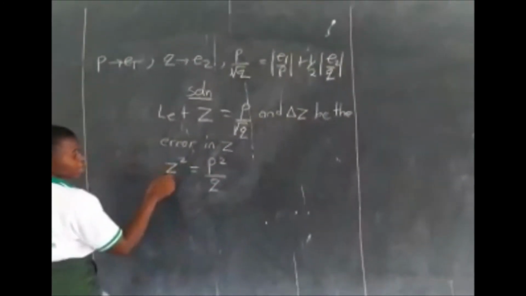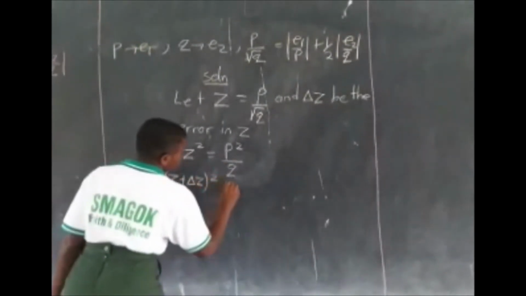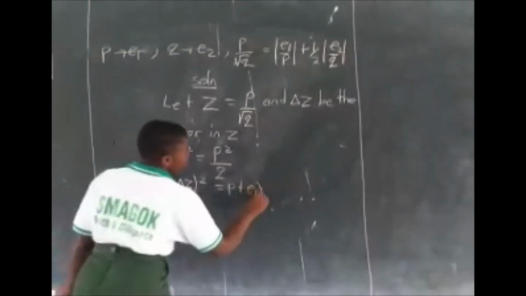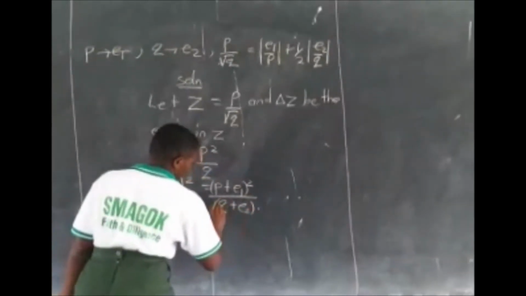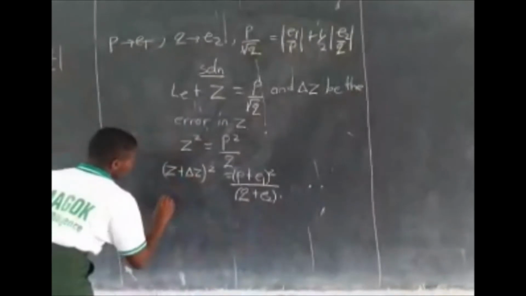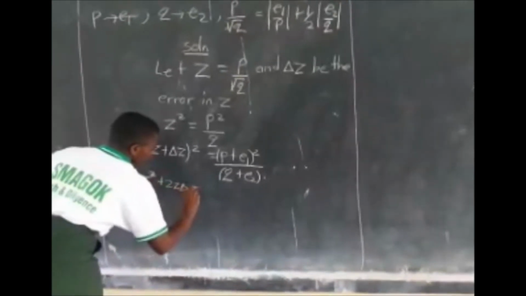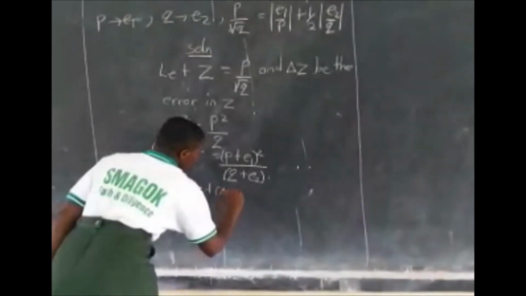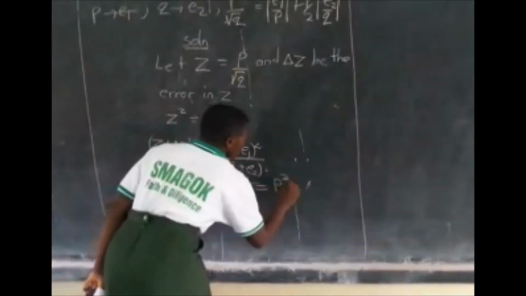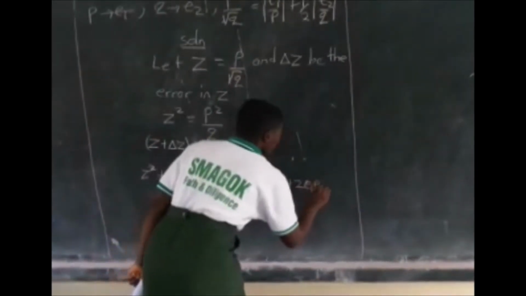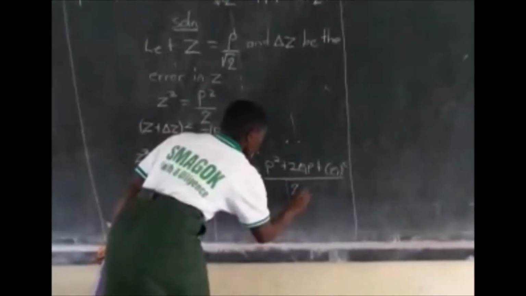So from here, we are going to find our error in Z by writing Z plus delta Z squared is equal to P plus E1, which is the error in P, squared, divided by Q plus E2. Now, when you expand this, you get Z squared plus 2Z delta Z plus delta Z squared is equal to P squared plus 2E1P plus E1 squared, divided by Q plus E2.